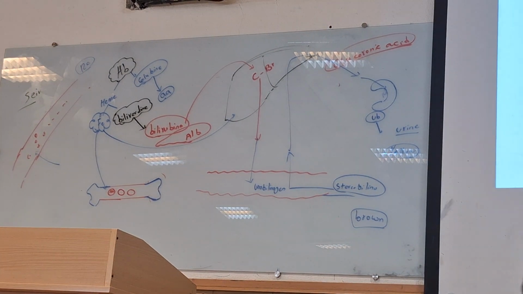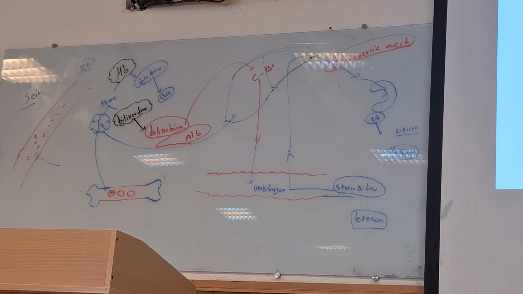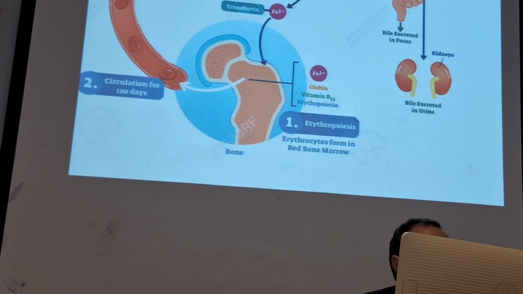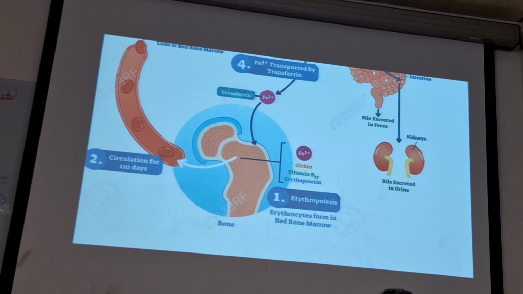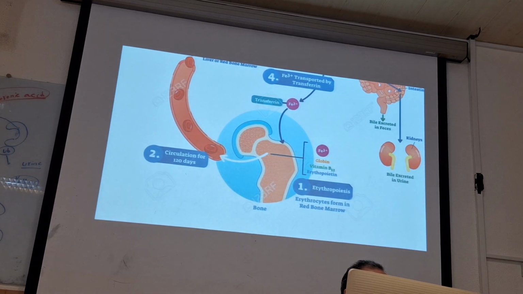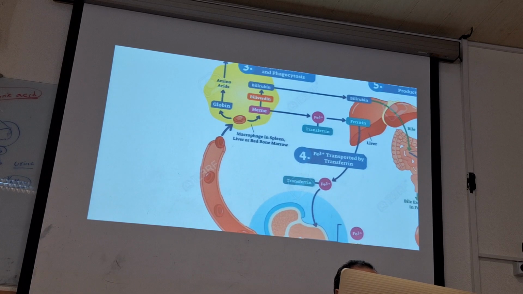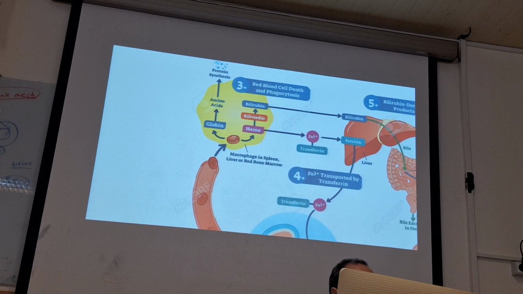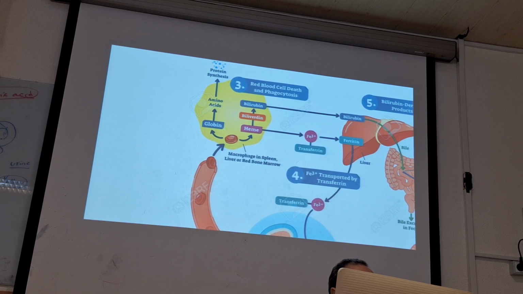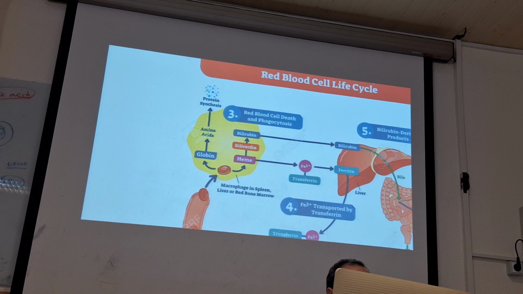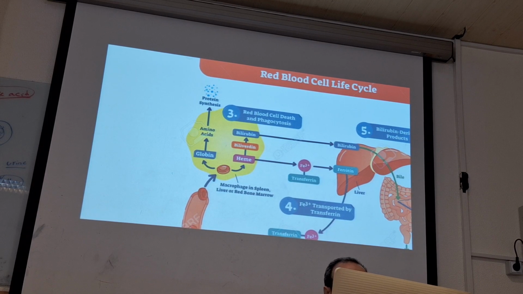Here you can see all the mechanism that I talked about. First of all, in the bone marrow, we produce RBC. We need iron, globin, vitamin B12, and erythropoietin together. They lead to increased RBC production. RBC go to the blood circulation for 120 days. After that, in the spleen, macrophages trap these senescent RBC. RBC are degraded to heme and globin.